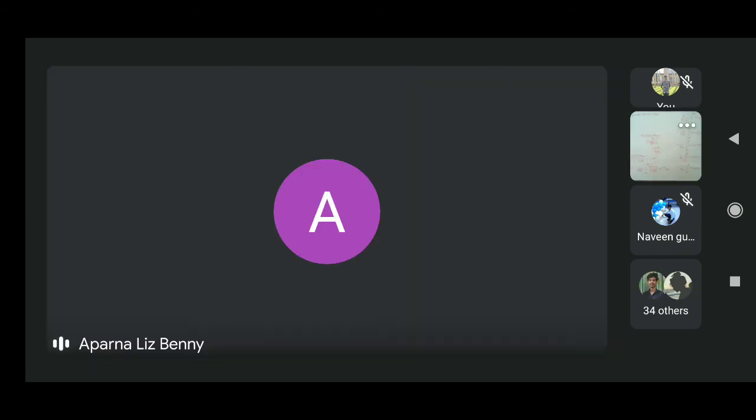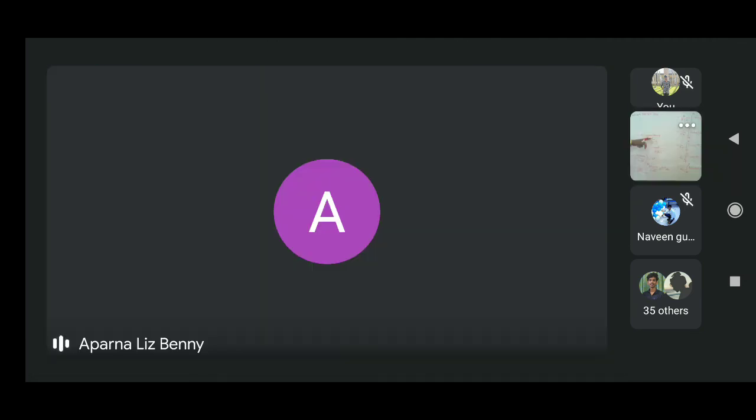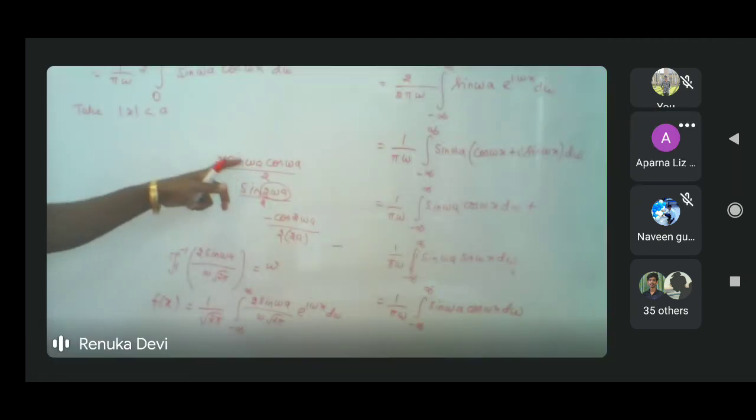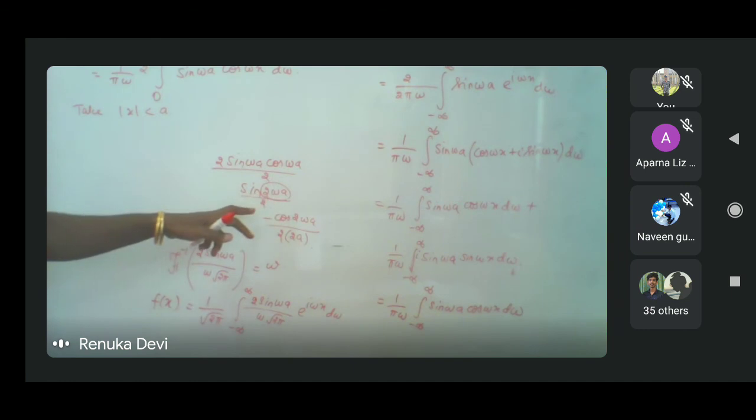Ma'am, that 2 sin omega a cos omega a by 2, no? Where is the 2 divided by 2 from, ma'am? Here I just multiply and divide by 2. That's all. Then this will be sine 2 WA by 2, and the integral of this one is minus cos 2 WA by 2 into 2A.